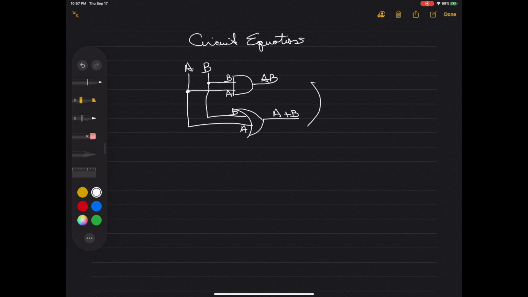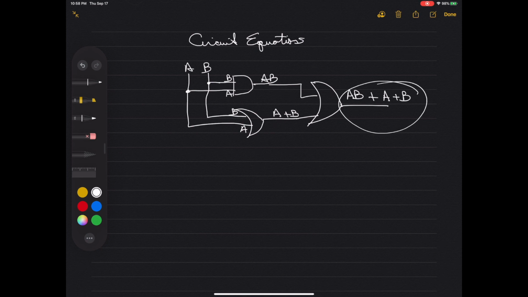Let's say that I combine both of those and I put them into an OR gate. So that signal goes over here, that signal goes over here. So that basically is going to be this part right here at the end, A and B. That's going to be ORed with, because that's what this thing is, it's an OR gate, and that's going to be ORed with this input, which is A or B. So that is the circuit equation.